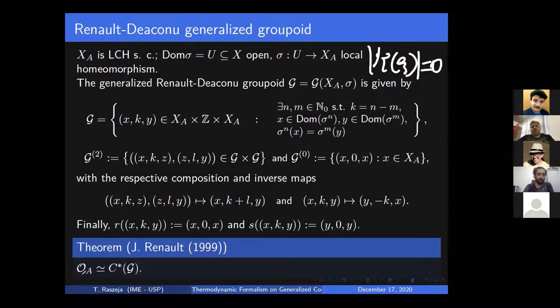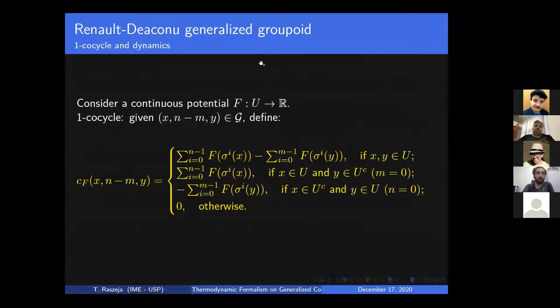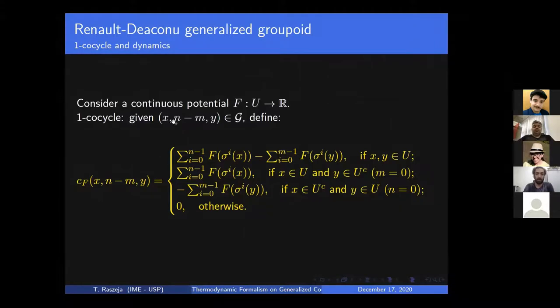And the most important thing here is this isomorphism between the O_A and the C*-algebra generated by the groupoid. Okay, in this model, for us, the one-cocycle will be this function you can see in yellow, which relates to the potential.